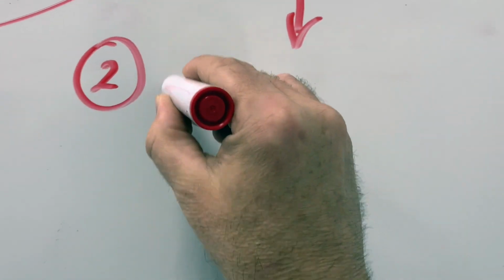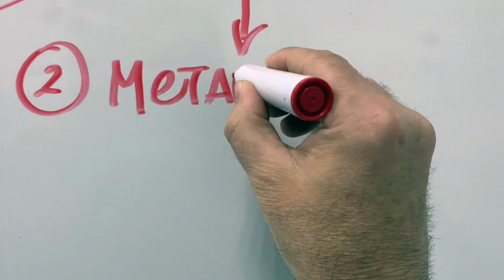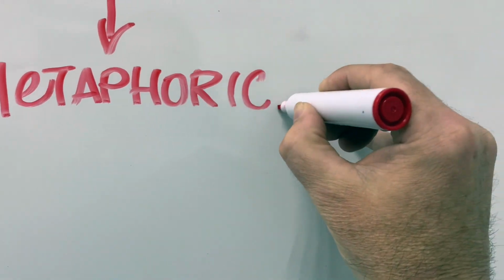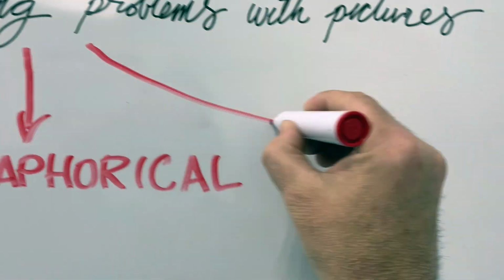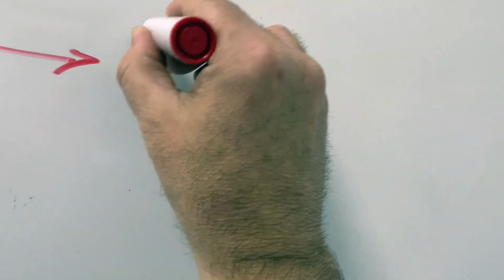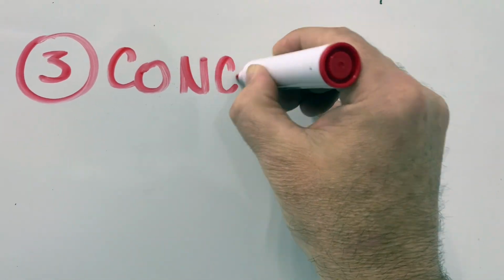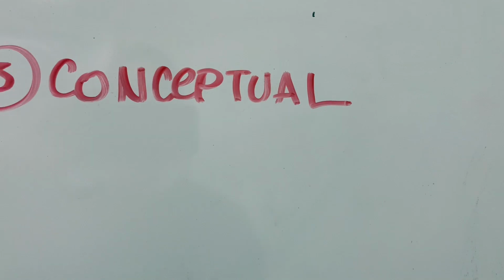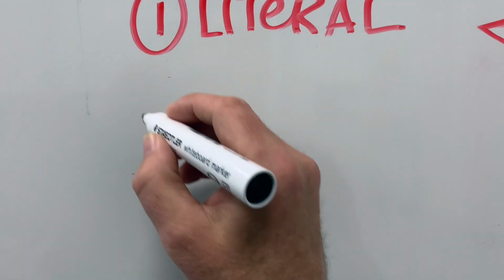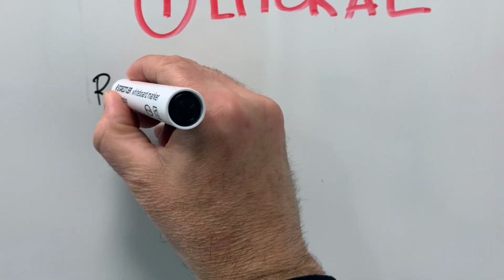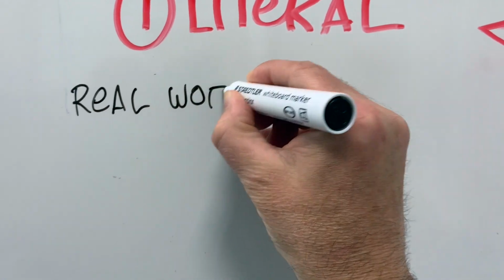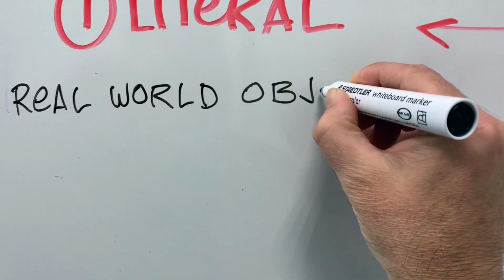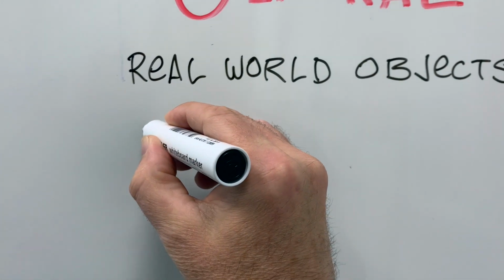The second way is the metaphorical representation of problems. Lots of people talk in metaphors all the time. And sometimes the problems that we need to tackle are really abstract, and so there's the conceptual representation of problems as well. Let's take a look at the literal representation of problems. And this is all about drawing real world objects that are involved in that problem.